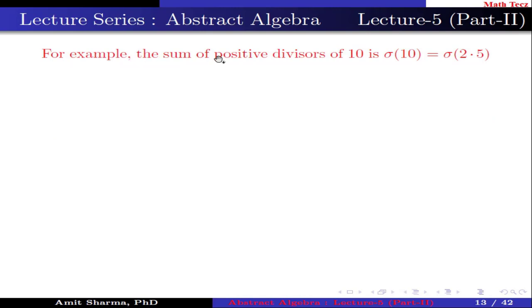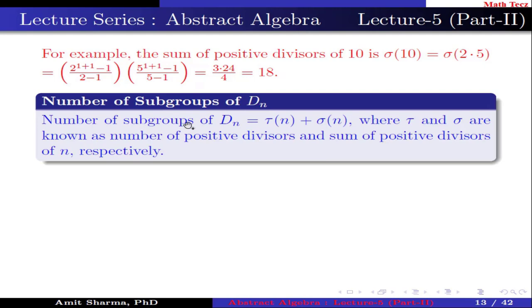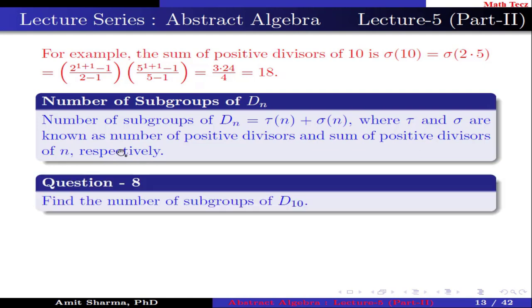For example, the sum of positive divisors of 10 is sigma of 10, which can be written as sigma of 2 into 5, which can be calculated as 18. Number of subgroups of Dn: the number of subgroups of Dn equals tau of n plus sigma of n, where tau and sigma are known as the number of positive divisors and the sum of positive divisors of n respectively.